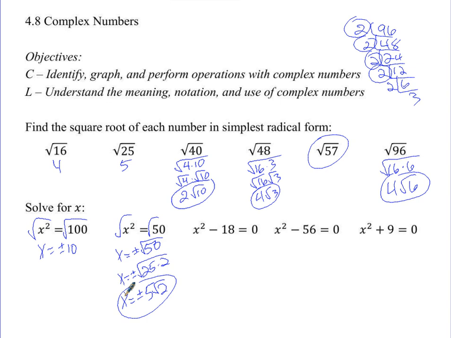On the next one, what should I do? Move the 18 over. Get x squared by itself, and then I can use the square root property. So x squared equals positive 18. Now what? Square root both sides, and I get x equals plus or minus the square root of 18, which is x equals plus or minus the square root of 9 times 2. And then the square root of 9 is 3. So I write x equals plus or minus 3 square root 2.